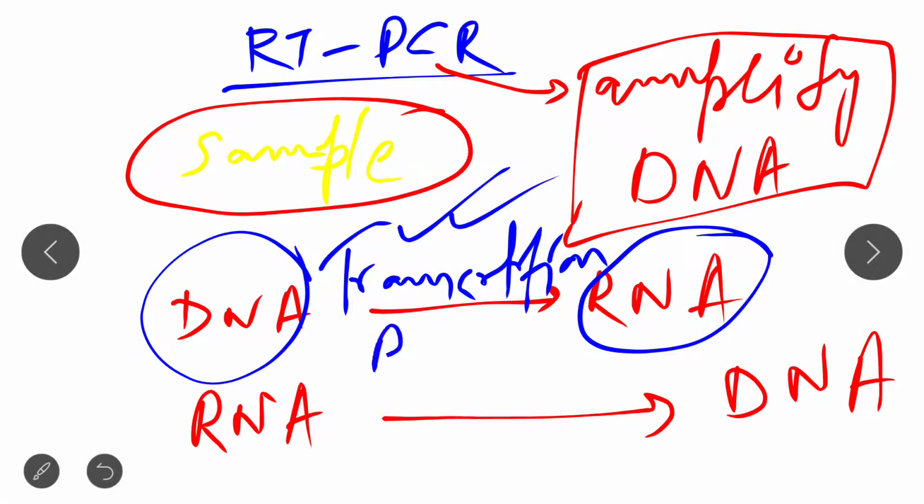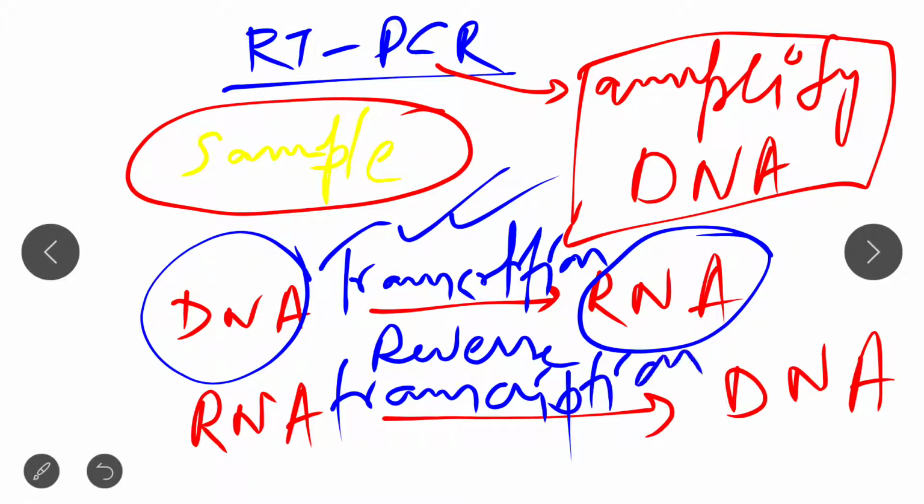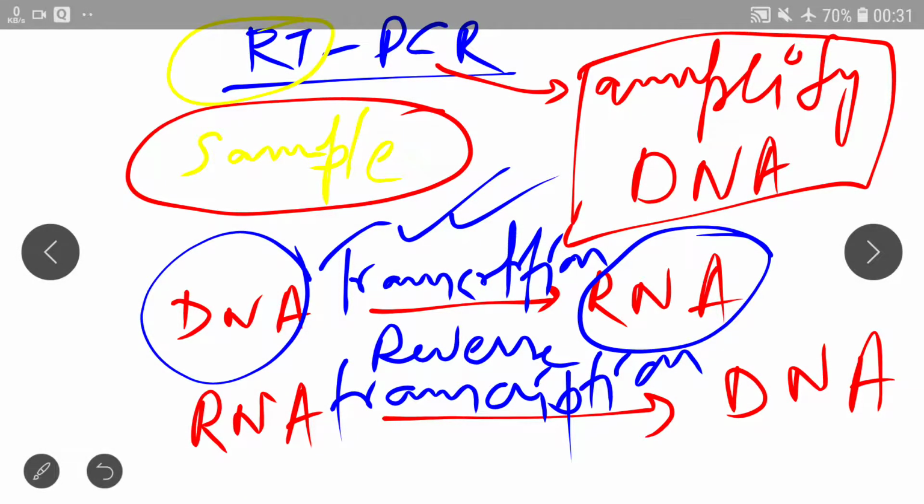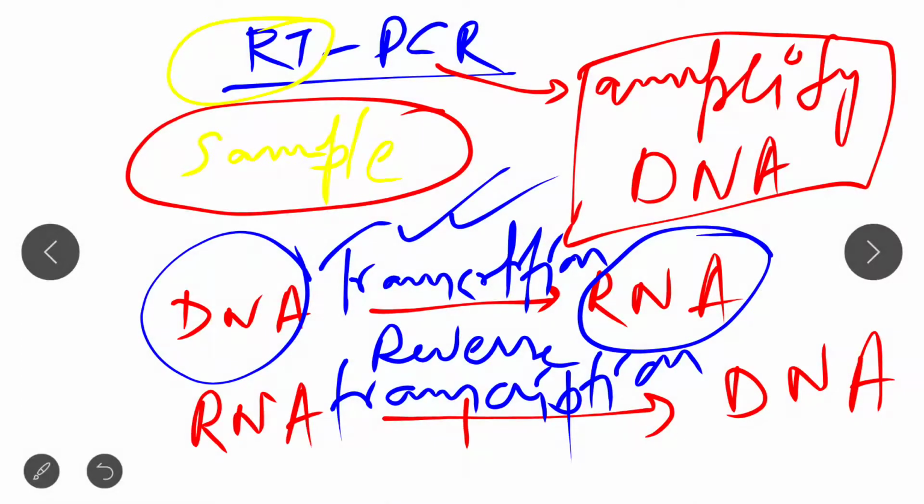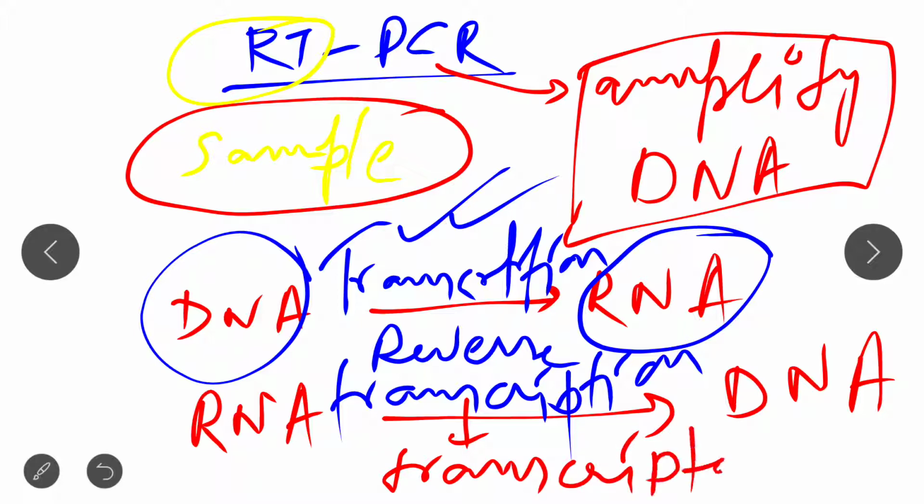So here the technique will be reverse transcription, okay, simple. And the enzyme that is used for this process is reverse transcriptase, okay. In this case we have to convert RNA into DNA. So for converting RNA into DNA we use the reverse transcription process, and the enzyme that is basically used is reverse transcriptase.